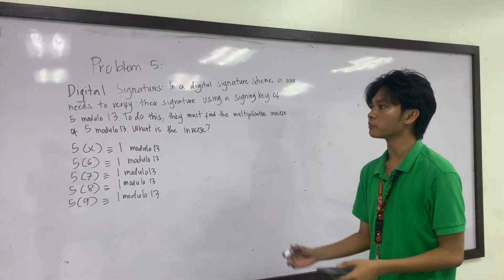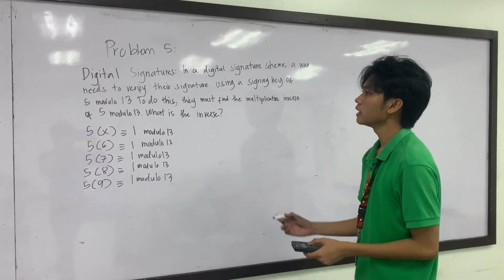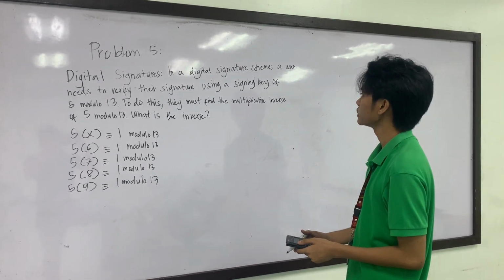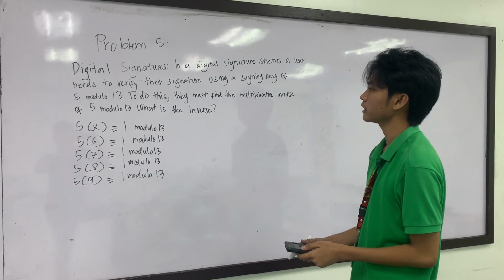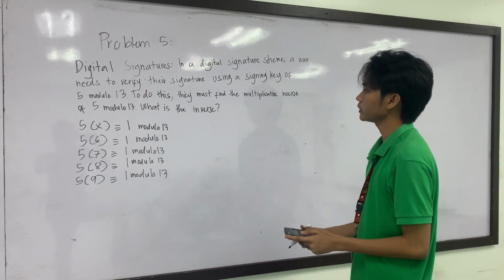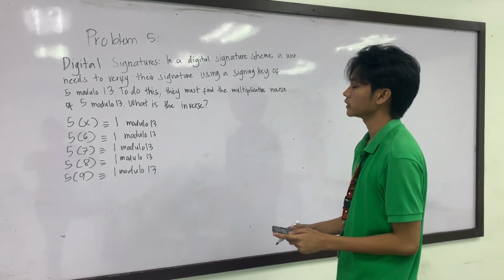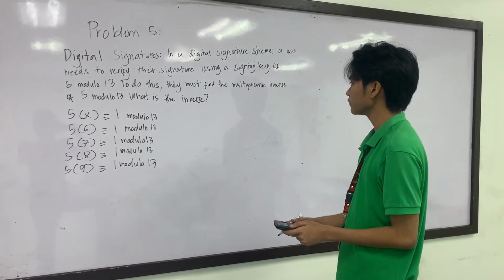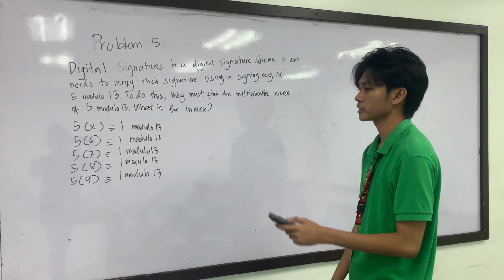Now we have problem number 5, digital signatures. In a digital signature scheme, a user needs to verify their signature using a signing key of 5 modulo 13. To do this, they must find the multiplicative inverse of 5 modulo 13. So what is the inverse?